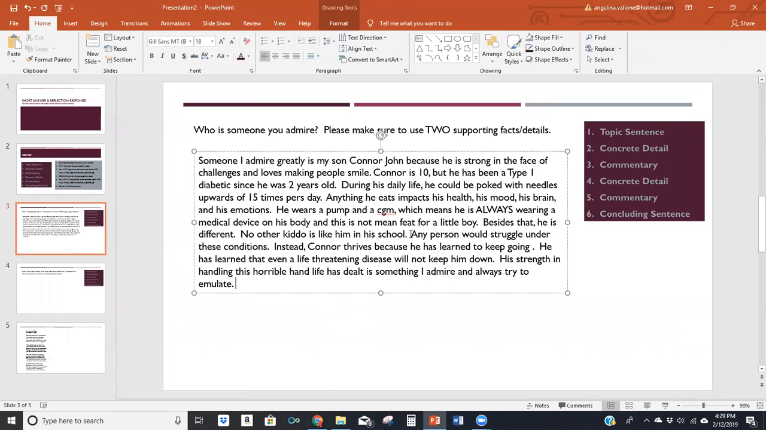I would guess that some of this is also some commentary, just the way I write about him. But the primary part of this there's a lot of example. This is my concrete detail, is describing. This is probably right here, my concrete detail. And then this part is my commentary.